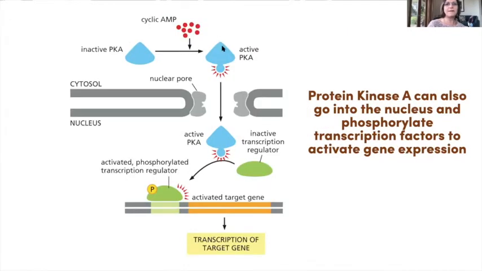Active protein kinase A can also go into the nucleus. One of its targets can be transcription factors. By phosphorylating these transcription factors, it can turn them on, which will then trigger downstream gene expression. So it can change the protein components of the cell. But again, that's a fairly slow response because it takes time to transcribe and then translate downstream genes.